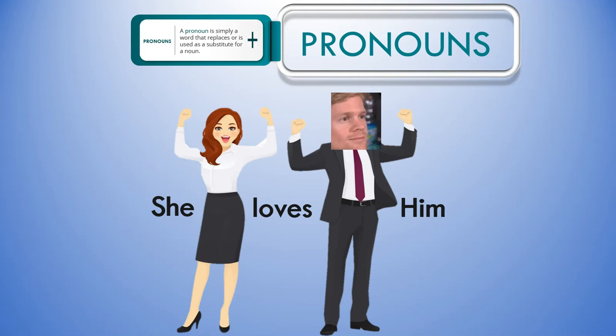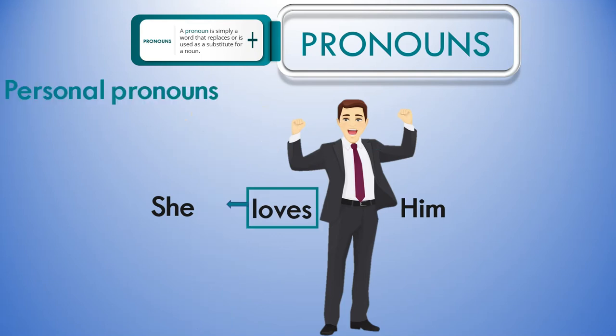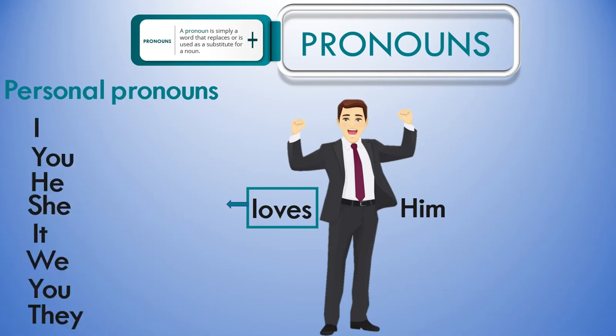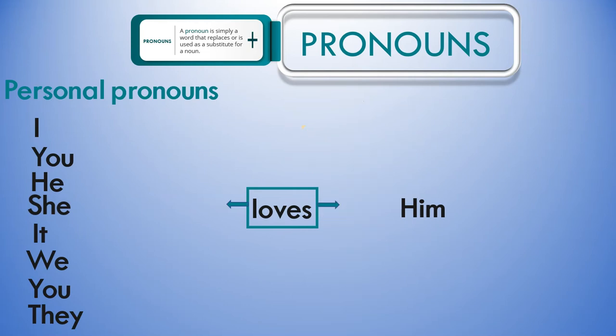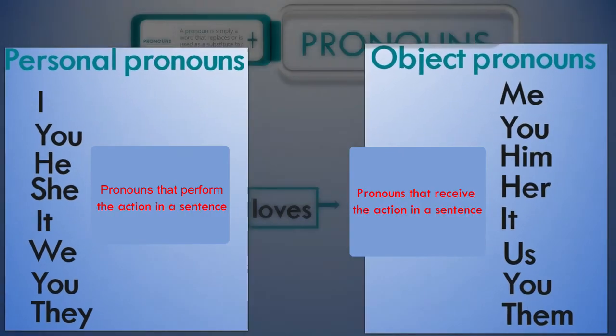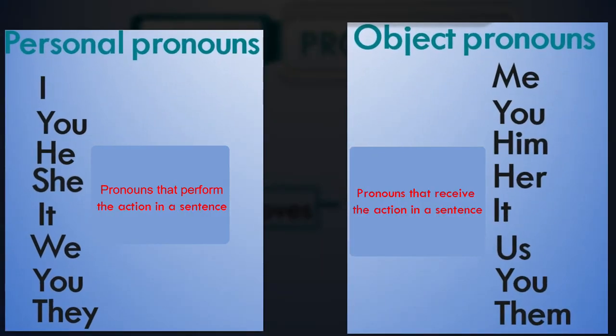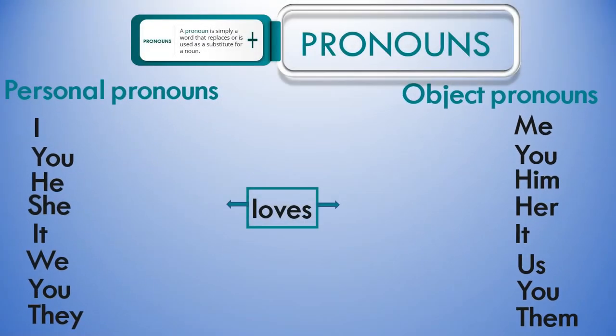Don't get crazy, allow me to elaborate. What we have on the left side of the verb is the subject, and we can replace it with a personal pronoun. On the other hand, what we have on the right side of the verb is the object, and we can replace it with an object pronoun. That means that we have different pronouns depending on the position and function they have within the sentence.